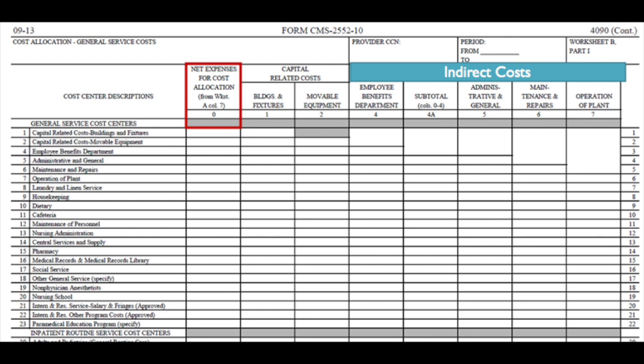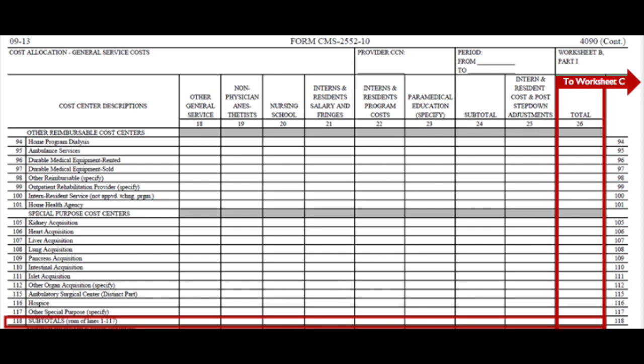And what Worksheet B is doing is really allocating the indirect cost of the Medicare expenses. So you can really see here how that's coming into play. So this is a continuation of the same report we were just looking at, where we were looking at the net expenses for allocation and the stepping. This is a continuation with additional cost centers.